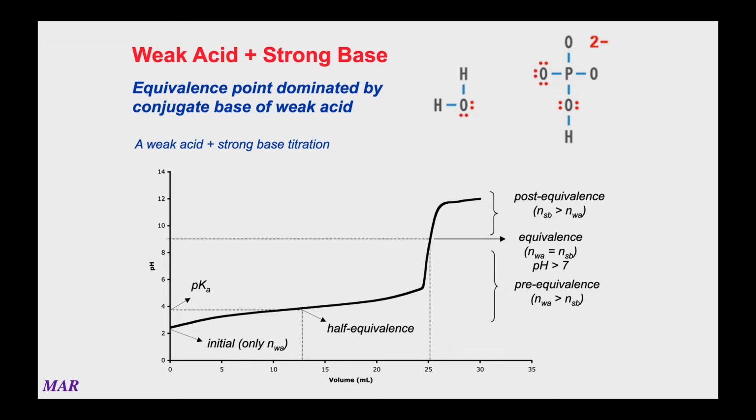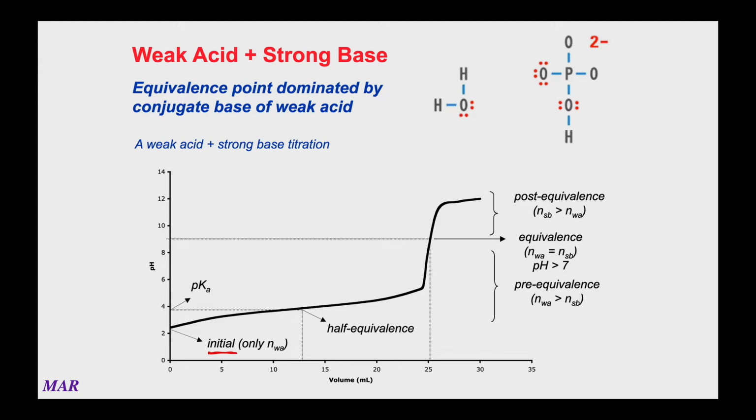If you take a weak acid and you want to figure out its properties, what people will usually do is put the weak acid in the beaker, it's what you start with, and they'll titrate with a strong base. So this is an example of a weak acid plus strong base titration. And again, like in the last examples, there's going to be an initial region, which in this case is only when weak acid is present.